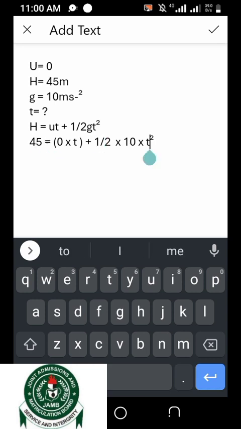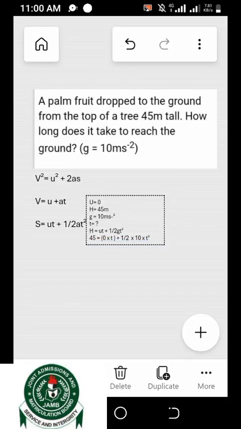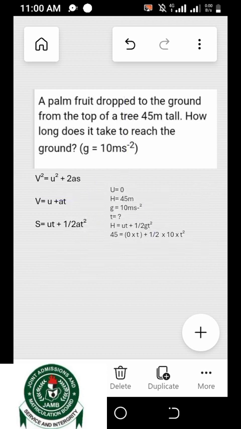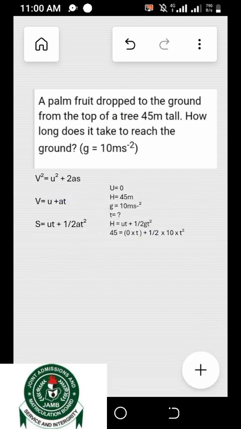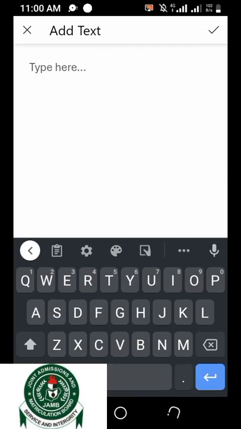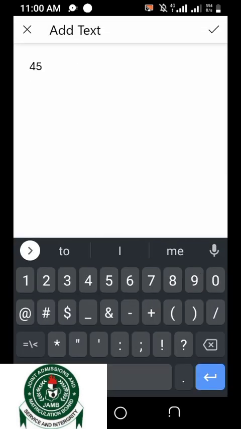So 45 will now be equal to 0, right? Let's drop this first so I don't get too large. So we have this first. So our 45. Let's go. Our 45 will be equal to 0.